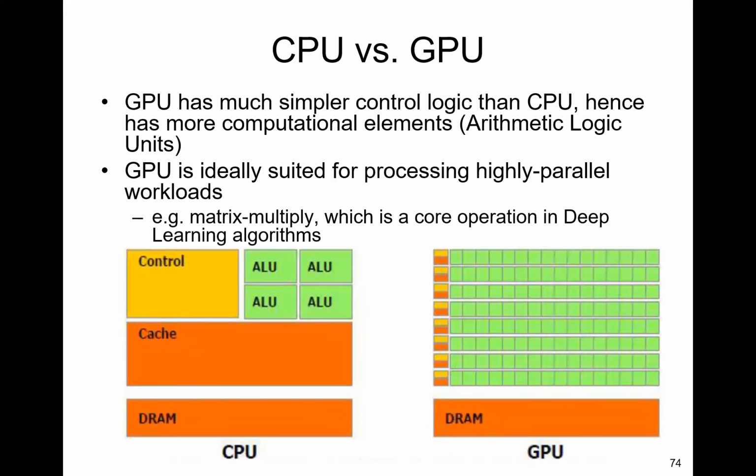So, CPU versus GPU. GPU has simpler control logic than CPU, hence has more computational elements, so-called ALUs, arithmetic logic units, the green parts. Whereas a CPU has large control and cache and DRAM, and these are needed for a complex out-of-order CPU to work properly, whereas GPU has very little control logic. It's ideally suited for processing highly parallel workloads, especially matrix multiply, which is a core operation in deep learning.